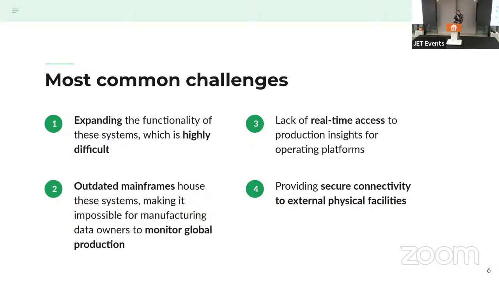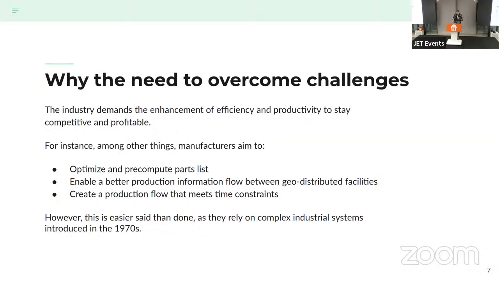Manufacturers are very protective of their data, right? New IPs and designs are being produced right now, and leaking this data might be very destructive to the company. So if the manufacturers from the lower part of this table want to move higher, they need to create a production flow which actually meets time constraints. For example, they need to pre-compute their parts better.